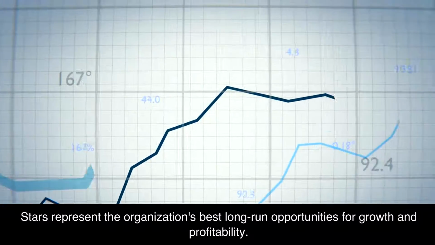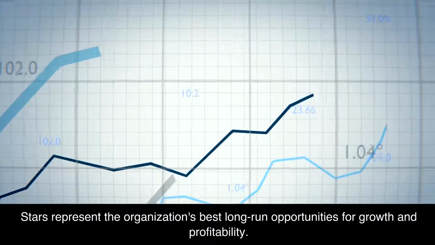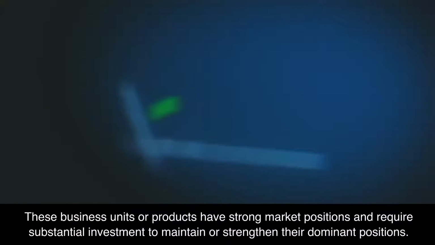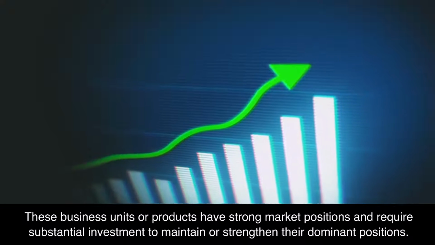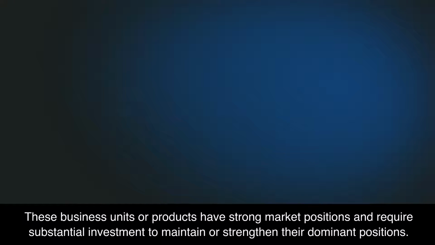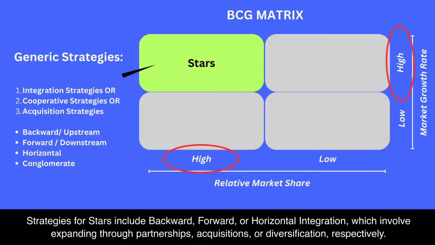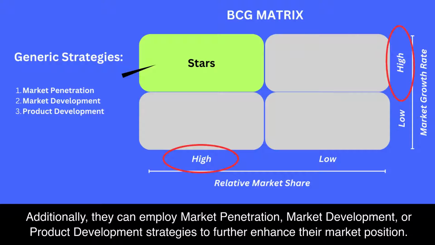Stars represent the organization's best long-run opportunities for growth and profitability. These business units or products have strong market positions and require substantial investment to maintain or strengthen their dominant positions. Strategies for stars include backward, forward, or horizontal integration, which involve expanding through partnerships, acquisitions, or diversification, respectively. Additionally, they can employ market penetration, market development, or product development strategies to further enhance their market position.